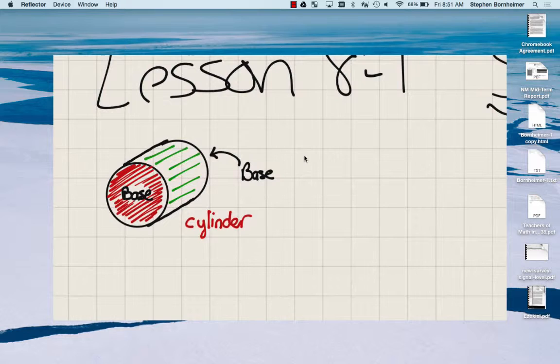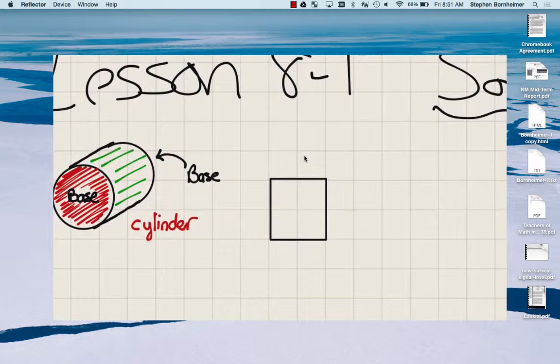Okay. Now, if you wanted to draw a prism, like a cube, this is how you would do that. You would draw a square. That's not a very good square.